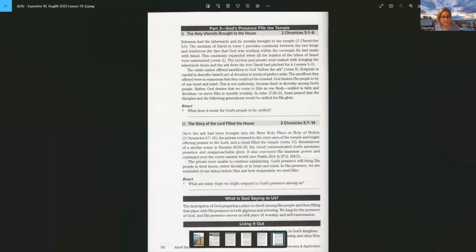And it shows you how to live out your life biblically in this section, living out. The description of God preparing a place to dwell among his people and then filling that place with his presence is both glorious and sobering. We long for the presence of God, and his presence moves us to a place of worship and self-examination. All right, so we went through the Radiant Life curriculum. You now know how to use it, what to do with it, and how to apply it to your life daily.